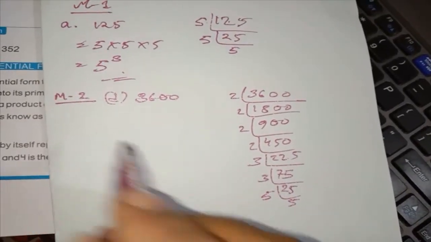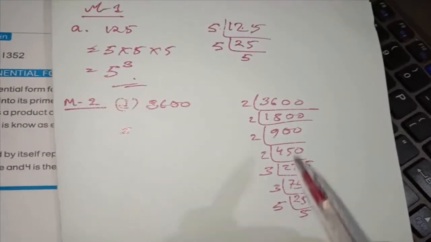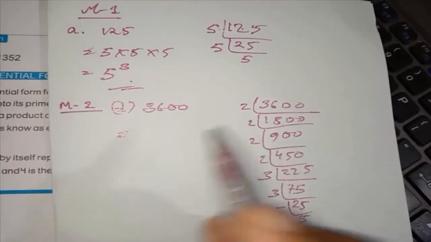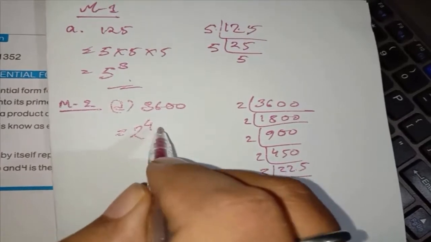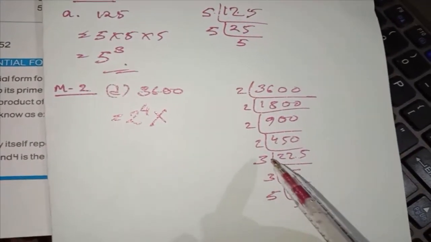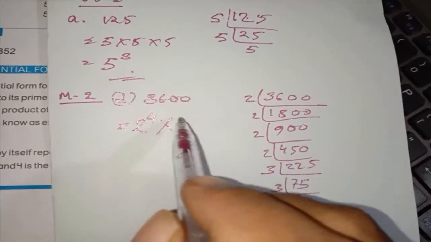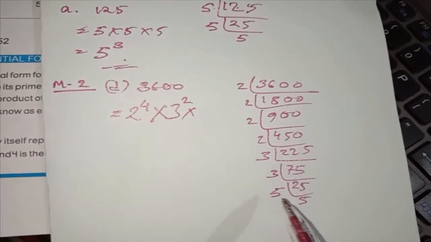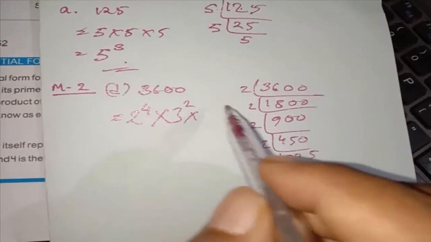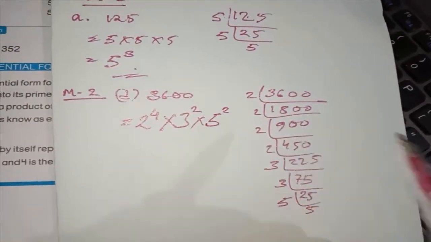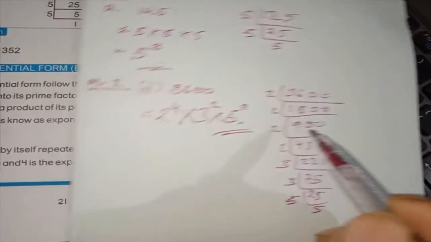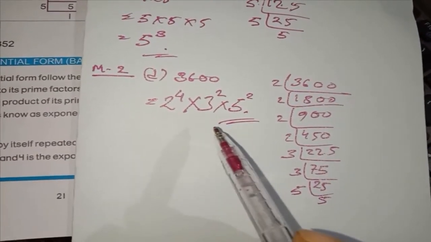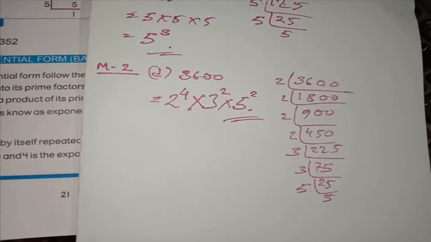So 3600 can be written as 2 into 2 into 2 into 2, that means 2 to the power 4, multiplied by 3 into 3, that is 3 square, multiplied by 5 into 5, that is 5 square. So this will be your answer: 3600 equals 2 to the power 4 into 3 square into 5 square.